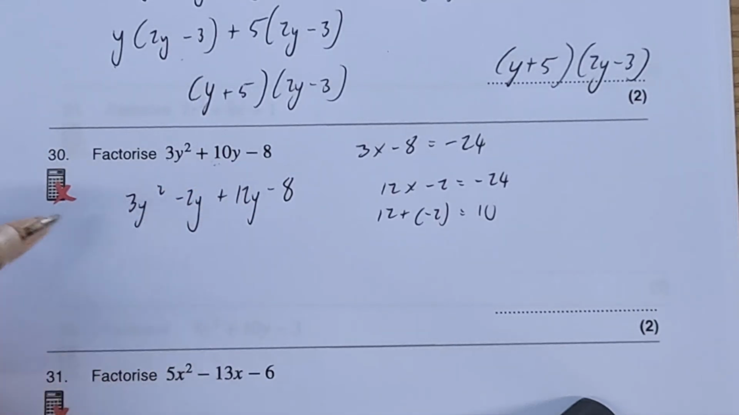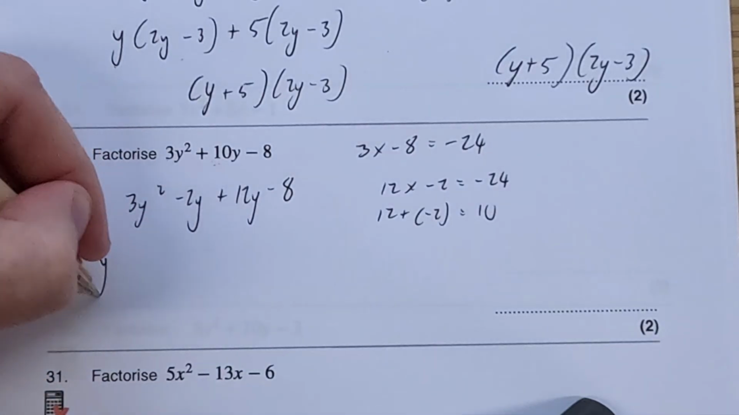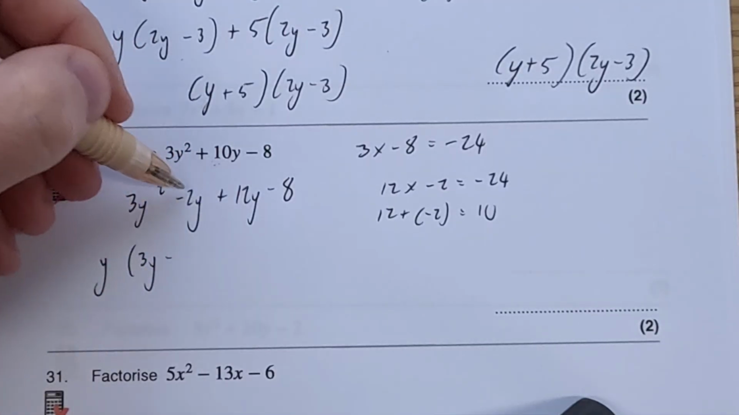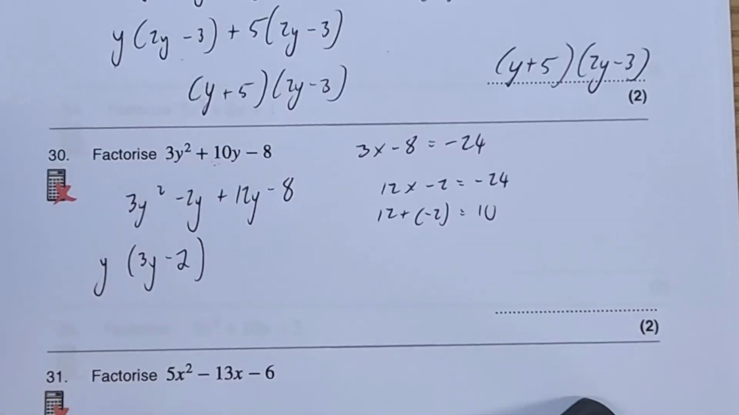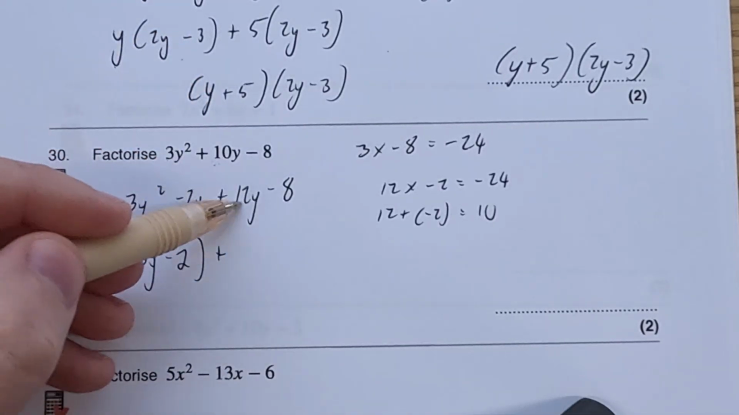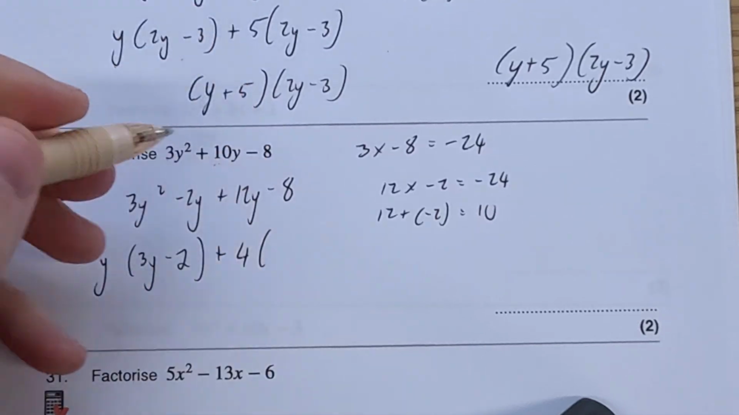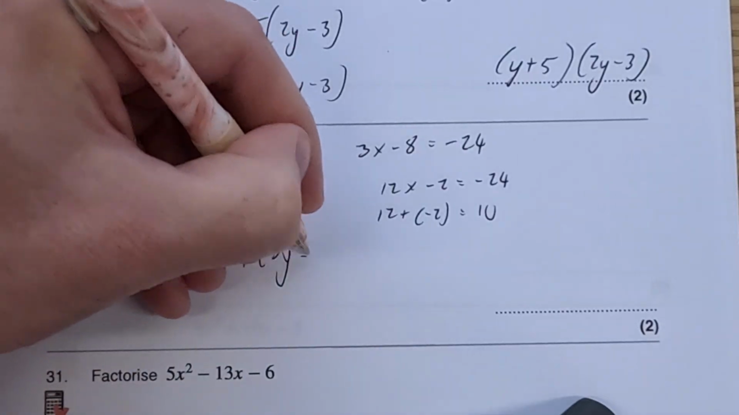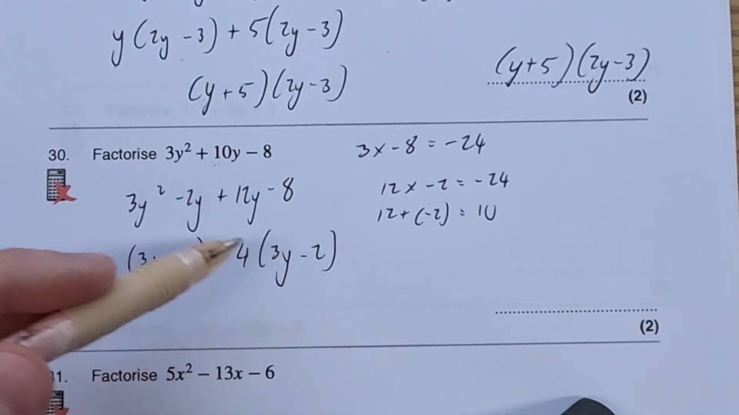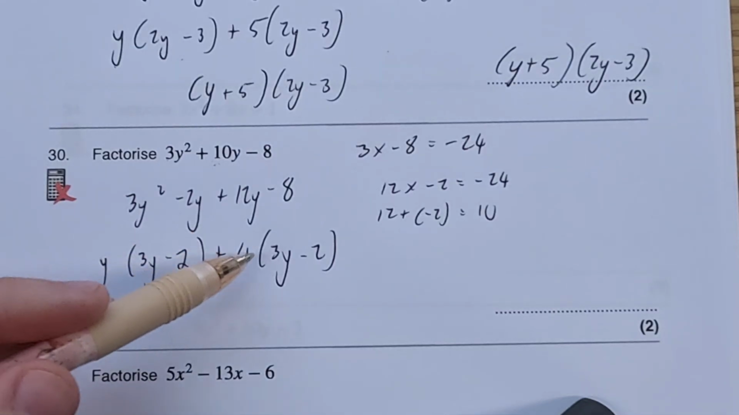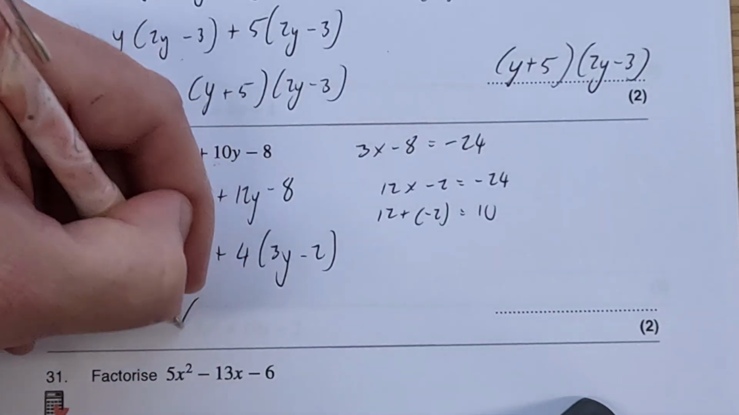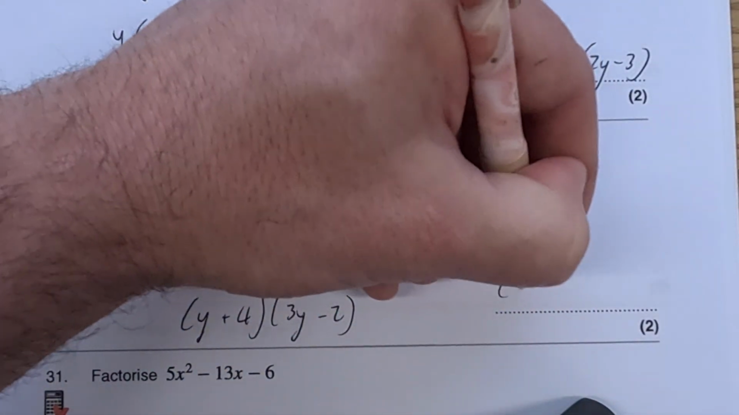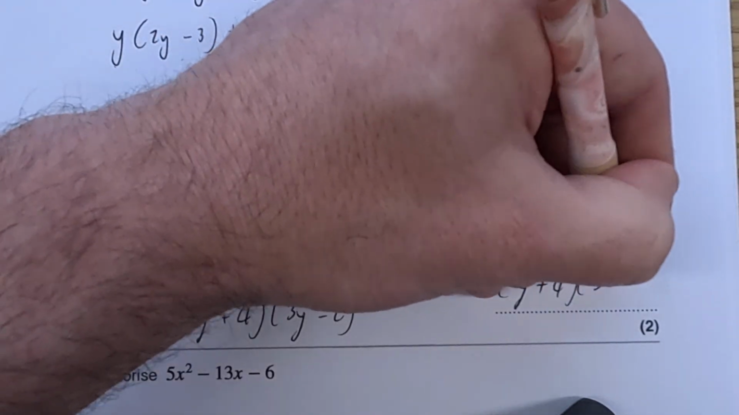So if we factorize the first two terms, we can just take out a y, and then in brackets, 3y squared divided by y would be 3y, and then minus, and then 2y divided by y would be 2. And then close brackets, then plus, and now we're going to divide both of these by 4. So 4, and then in brackets, 12y divided by 4 would be 3y, and minus 8 divided by 4 would be minus 2. And that's fantastic, we've got the same bracket twice. We've got y lots of 3y minus 2 and 4 lots of 3y minus 2. So altogether we've got y plus 4 lots of 3y minus 2. And that's it. So y plus 4, 3y minus 2.